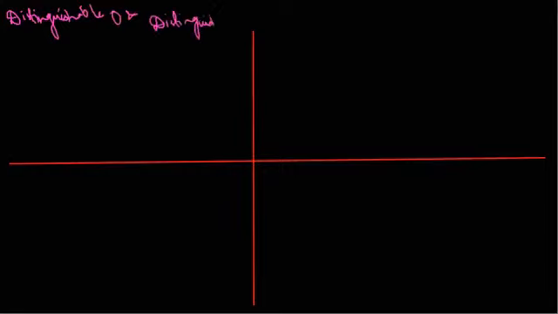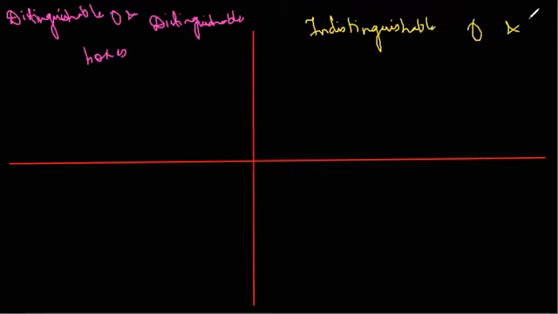The first case will be distinguishable objects and distinguishable boxes. That is, there are different boxes and different objects. The second case will be indistinguishable objects and distinguishable boxes. That is, the objects are of the same type while the boxes are different.